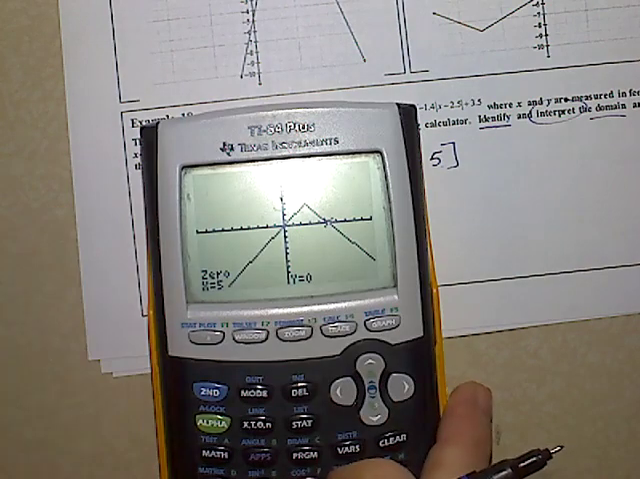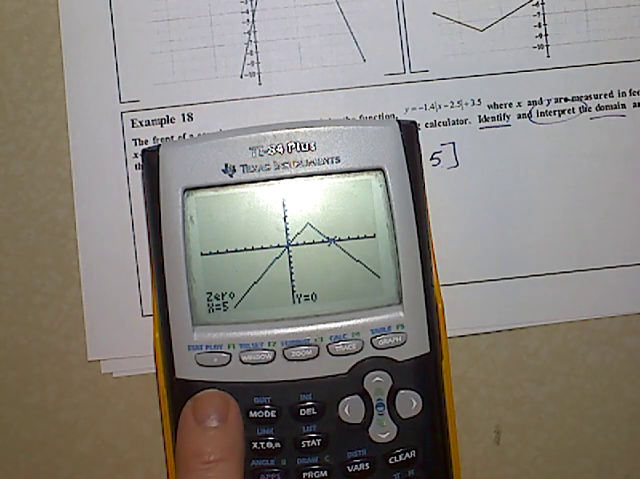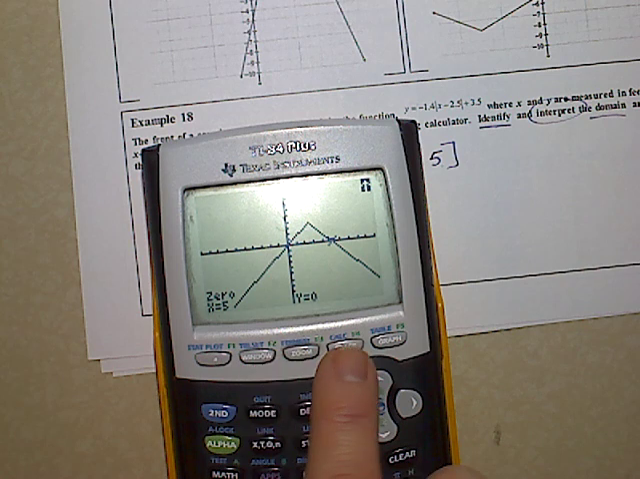Here we go back. We're going to do something new here. I want to know this maximum point. So to find the exact maximum, please hit the blue button, which is the second key. Go to the very top and find trace once again.